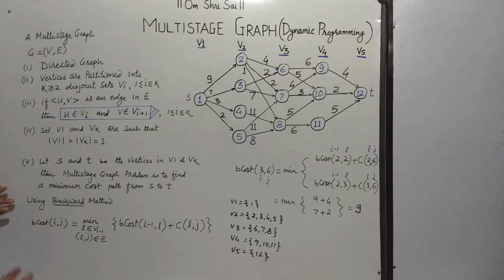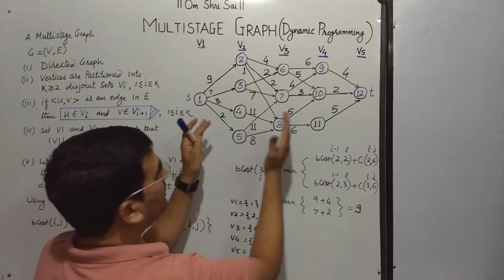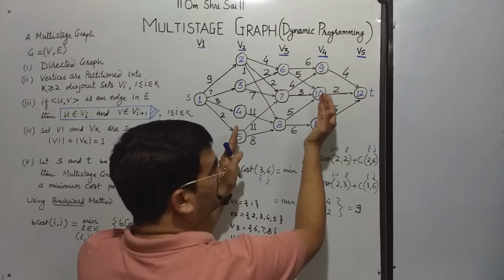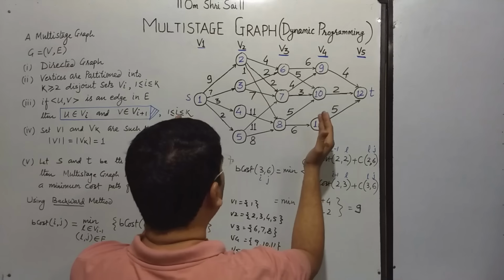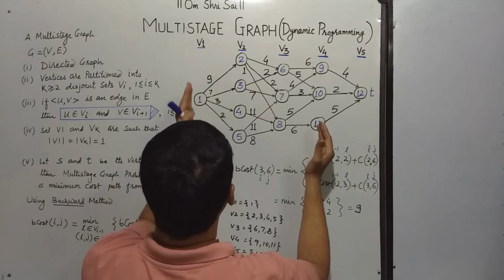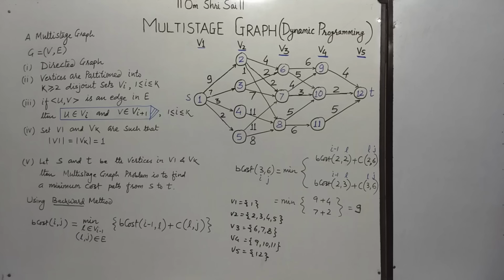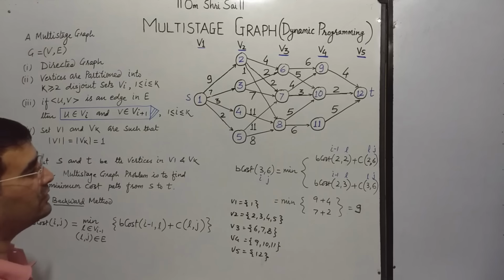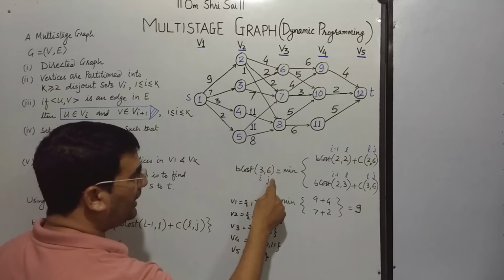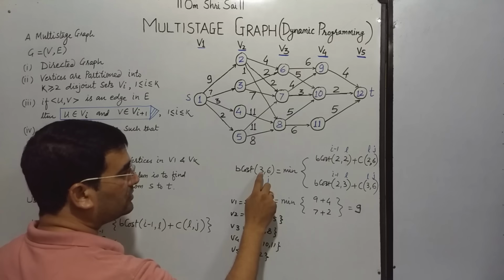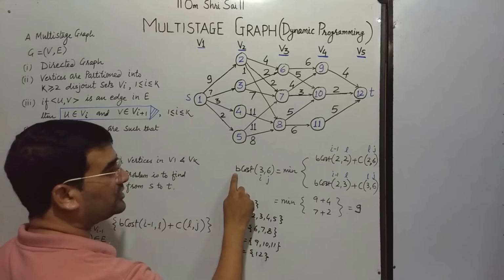Now there are two methods, as I have just discussed. That is the forward method. In the forward method we calculate the distances from the destination vertex, but in the backward method we calculate the distances from the source vertex. That is the difference. So in this video lecture we are going to discuss the backward method, and how to calculate the cost of a vertex at any stage. Let's say this is the 6th vertex at stage 3. So that is the cost of (3, 6). That is B cost, for backward.